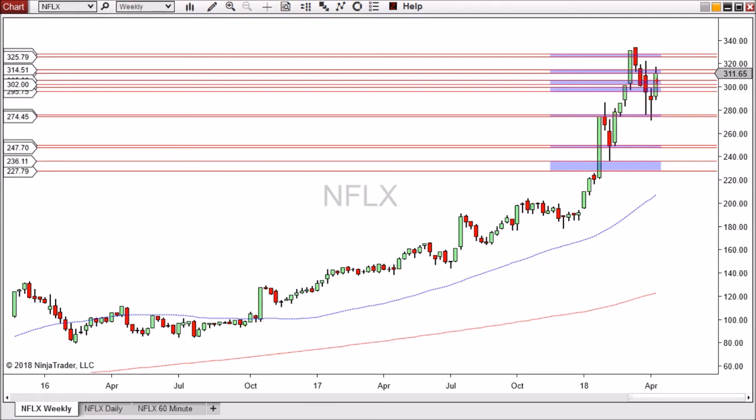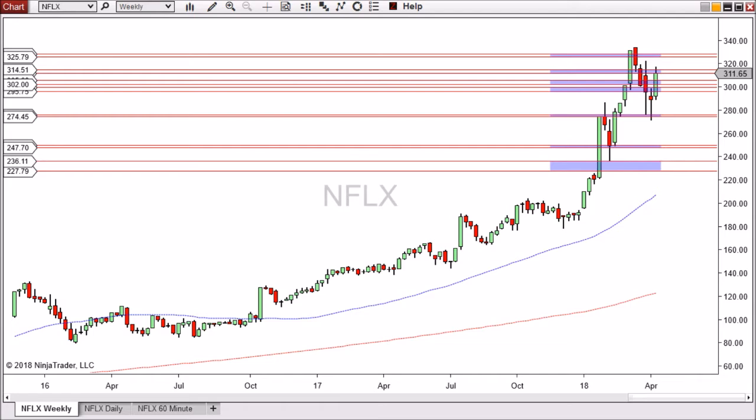But if something happened on the earnings and the market just doesn't like it, then it could take this thing down and dip below here. Then all of a sudden we have a lower high and a lower low. Then these levels will be in play.